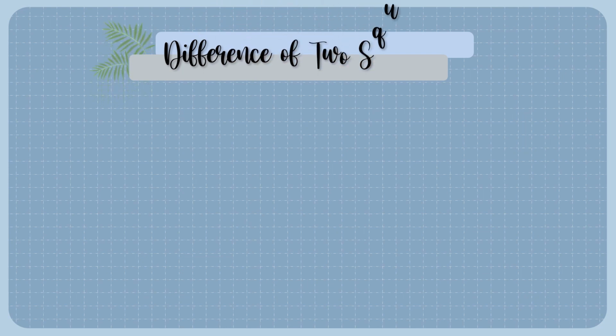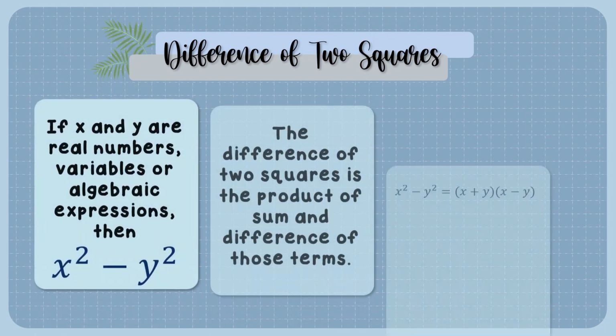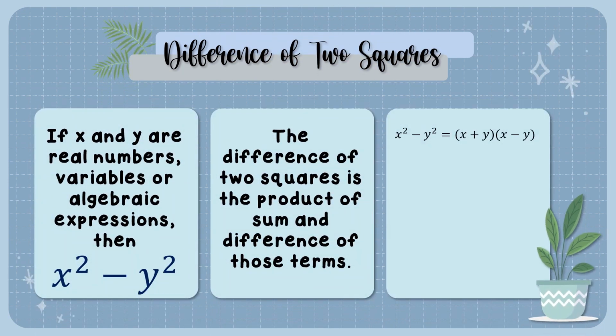Now let's define the difference of 2 squares. The definition states that if x and y are real numbers, variables or algebraic expressions, then the symbol for difference of 2 squares is x squared minus y squared. The difference of 2 squares is the product of sum and difference of those terms.